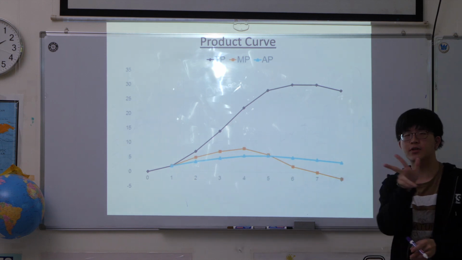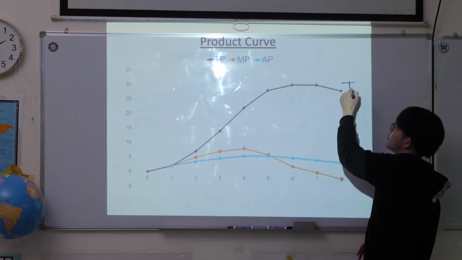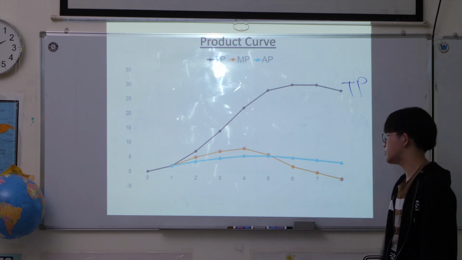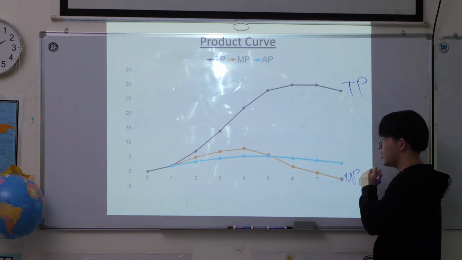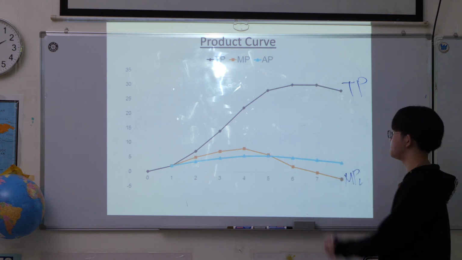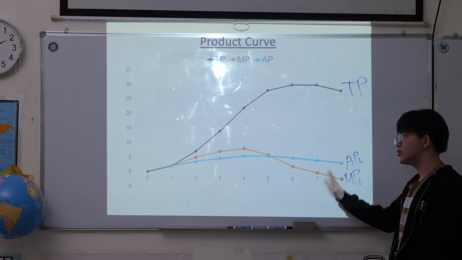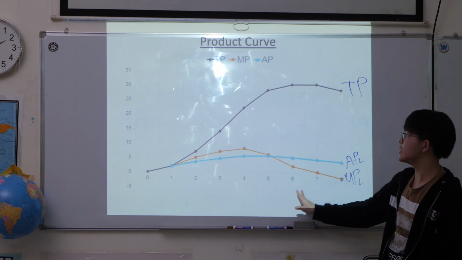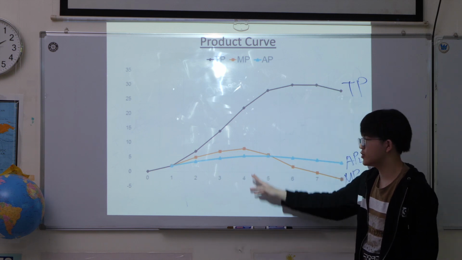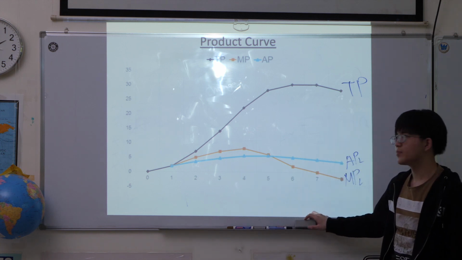We have 3 different curves. The first one is the total product, the black curve, which is the total product curve. And now we have the orange curve, which is the marginal product of labor. And we have the blue curve, which is for the average product of labor. So, what you need to know is to distinguish the features of the different curves. First, we will start with the orange curve, marginal product of labor.